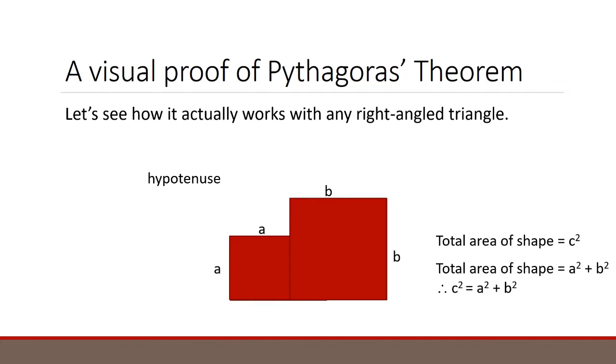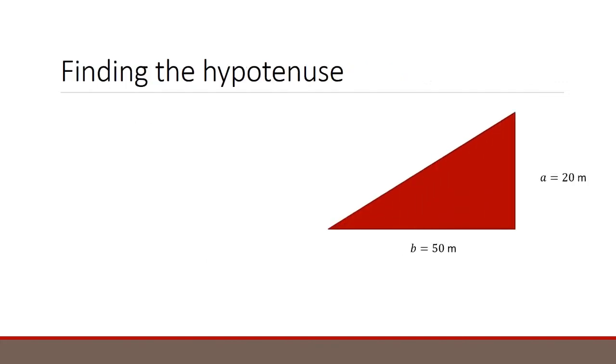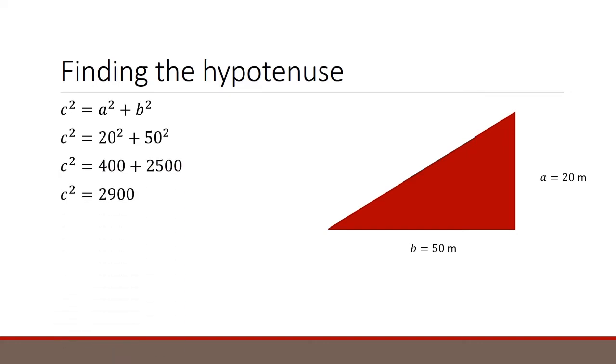Well, let's use it. Let's find the hypotenuse. We're given a equals 20 metres, b equals 50 metres. We know from Pythagoras theorem that c squared equals a squared plus b squared. So let's substitute a equals 20, b equals 50. So we get c squared equals 20 squared plus 50 squared. 20 squared is 400. 50 squared is 2,500. Let's add them together and we get 2,900.